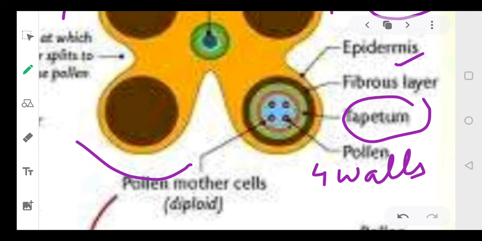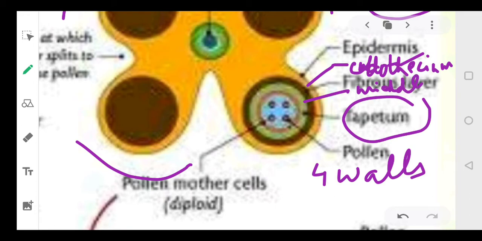The outermost 3 walls, we should label them. There is epidermis, then endothecium, then this one is middle layer, and then you have tapetum. The outermost 3 layers are protective in function, and they keep the anther moist, and the innermost layer is called tapetum.